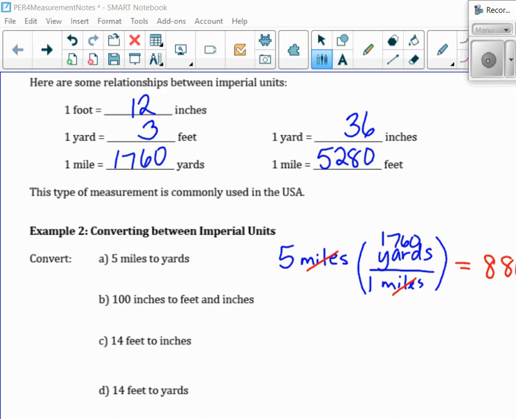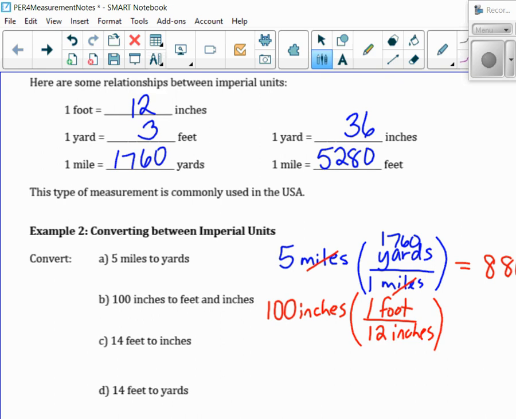Okay, so now we're going to go 100 inches to feet and inches. So we're writing 100 inches. We need to change this to feet, and it's not going to be exactly so many feet. So my conversion for feet and inches is what? 1 foot is 12 inches. Does everybody see that now? Do you see these inches cancel, and I'm in feet right now?